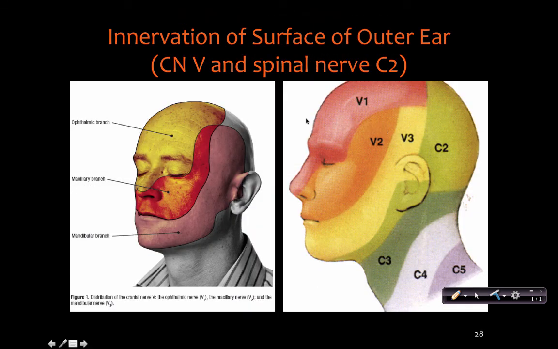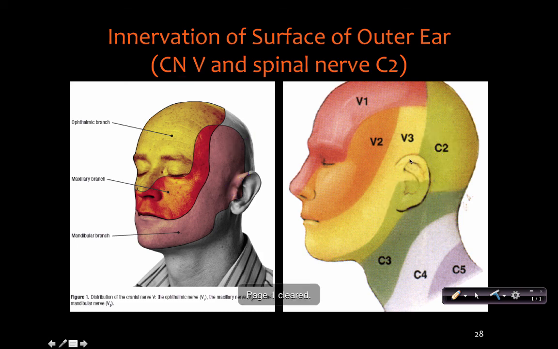This last little figure is showing you the map of cranial nerve 5 with these 3 different colors, showing you the sensation that's appropriate. And for us, we're really talking about the mandibular branch, so we're talking about this part of the pinna and the front wall of the ear canal. And here's showing you the C2, showing you that whole part of the sensation picked up by that spinal nerve.